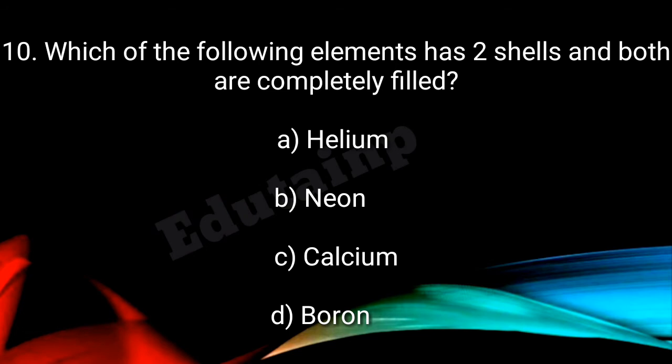Which of the following elements has two shells and both are completely filled? Option A: helium. Option B: neon. Option C: calcium. Option D: boron.